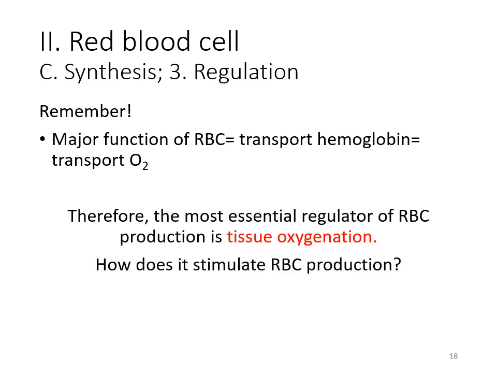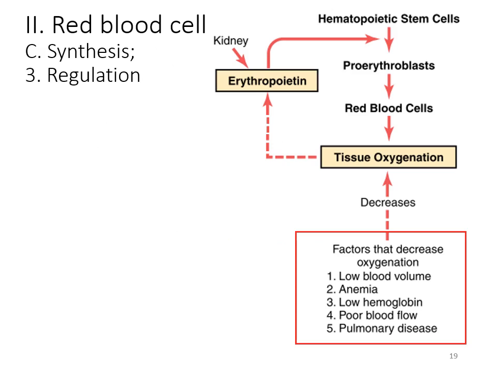So how does that happen? To understand how red blood cell synthesis is stimulated, let's look at this illustration. We said that the tissue oxygenation is an important factor that helps stimulate the production of red blood cells. Examples of factors that decrease oxygenation include low blood volume, anemia or a lack of red blood cells, low hemoglobin, poor blood flow, and problems with your lungs. All of these can decrease tissue oxygenation.